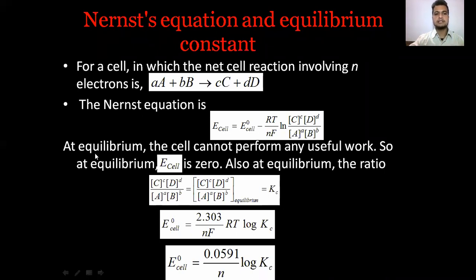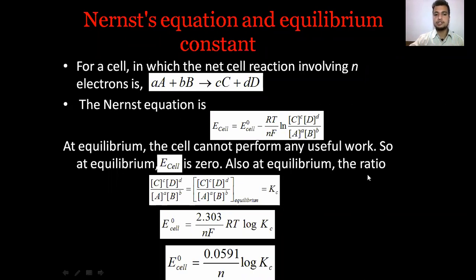So if our electrochemical cell is at equilibrium, the system will not do any useful work. Basically, what we mean is that the system will not produce any EMF. So if there will be no EMF, that means E cell is 0. So E cell is 0 at equilibrium.